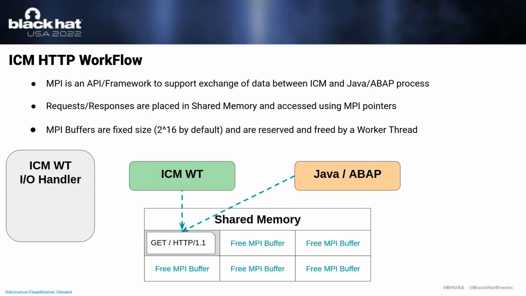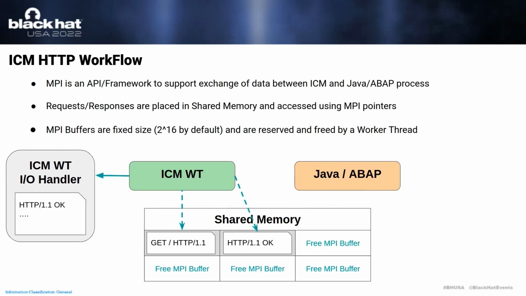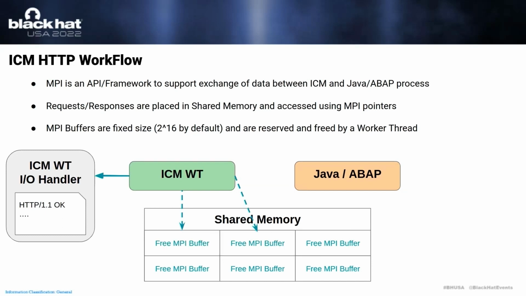Now, the Java RAVAP process will have a reference to this position of the shared memory, and it will generate a response for this request, which again will be placed in the shared memory by reserving an MPI buffer. The reference will be sent to the worker thread. The worker thread will now be able to send this response back to the input-output handler, which will forward it to the client. Finally, the MPI buffers will be freed, and the references will be lost.